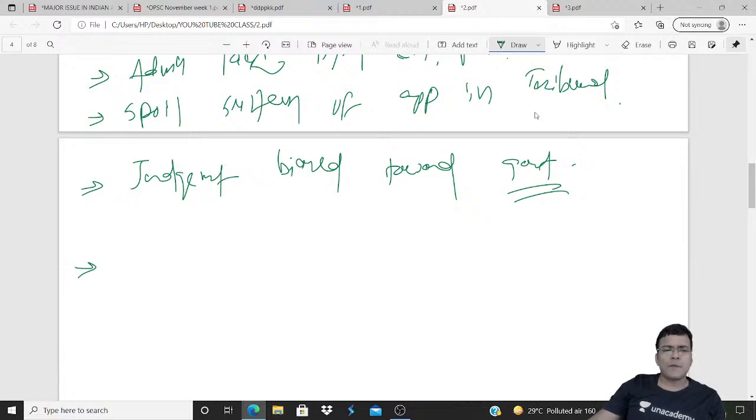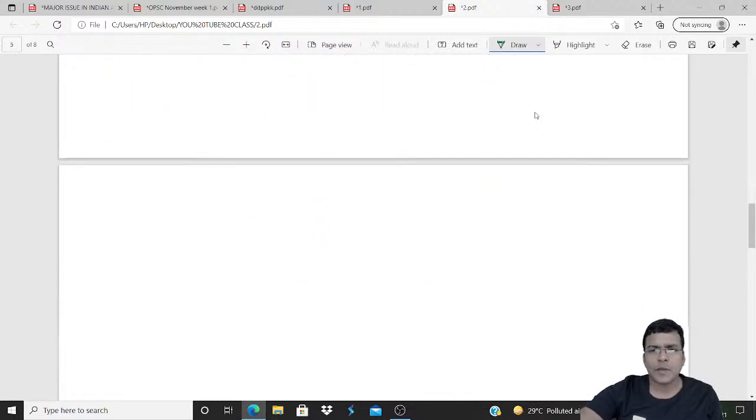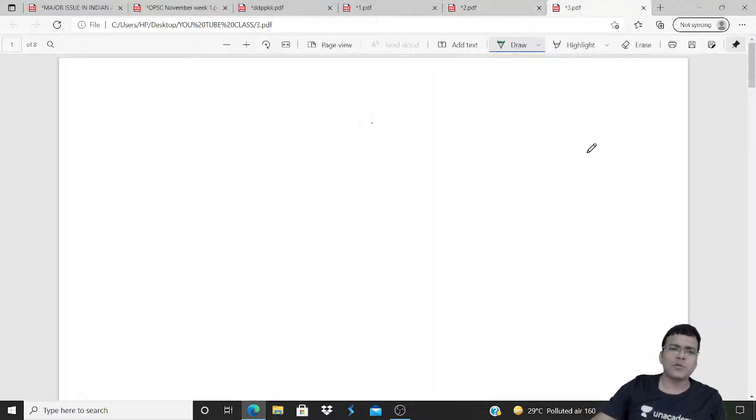And yes, administration may turn authoritarian, it may turn institutional. Instead of instrumental, it becomes institutional. So these are some major disadvantages of administrative tribunal. We have to solve it to make it more effective. So what are the solutions?